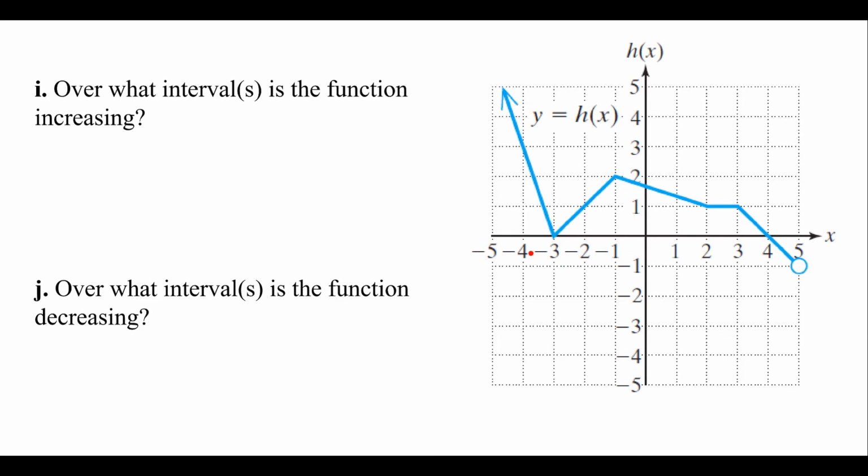So it looks like over here the function is decreasing, then it's increasing, then decreasing, then it stays constant from 2 to 3, and then it starts decreasing again until we have this undefined point over there. So over what intervals is the function increasing? Well, we've got this part over here where the function is increasing, and that's the only part where the function is increasing. So let's go ahead and write that.